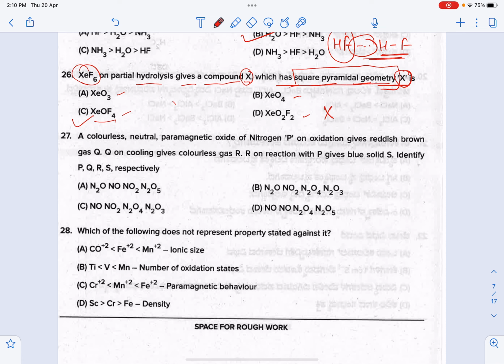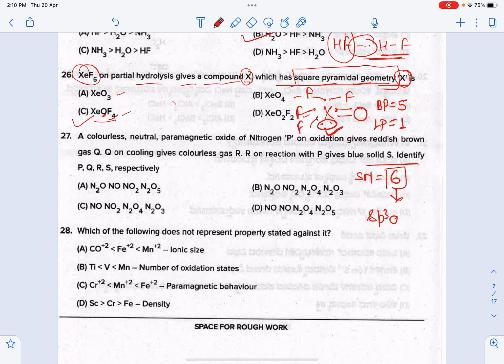As you can see, this xenon has 8 valence electrons in its valence shell. Xenon is bonded by 2 oxygen atoms and there are 4 fluorines, and there is one lone pair of electrons. How many bond pairs are there? There are 4, and this one, total 5 bond pairs. And there is only one lone pair of electrons. Now the total number is 5 plus 1, that is 6. Now 6 corresponds to sp3d.